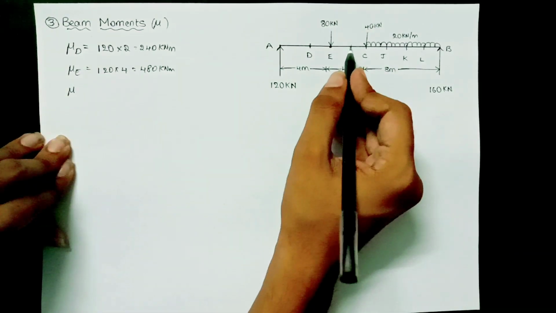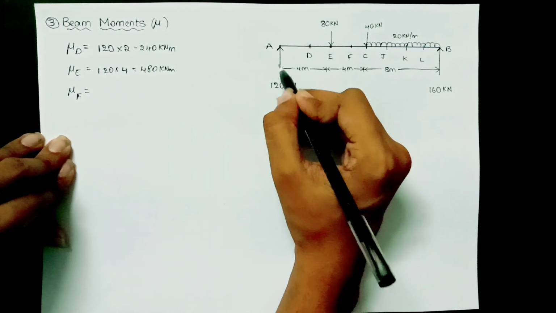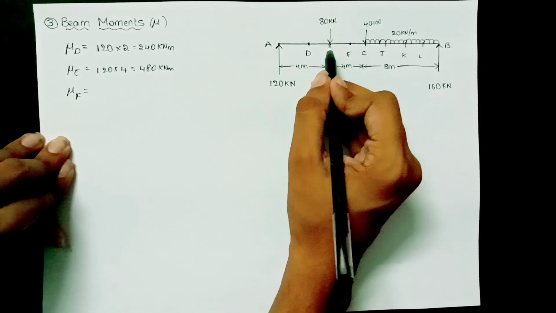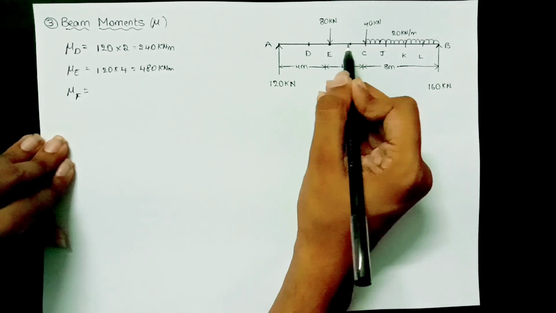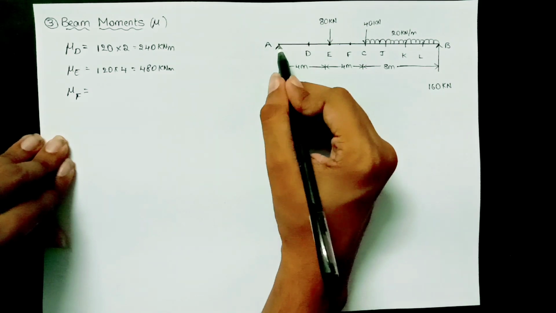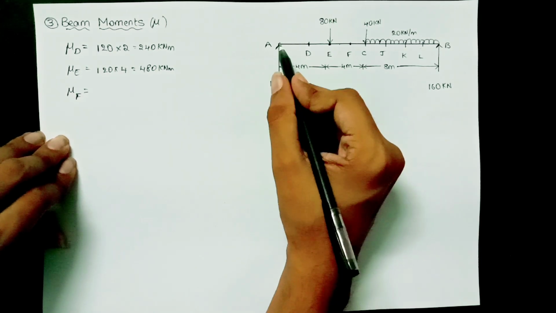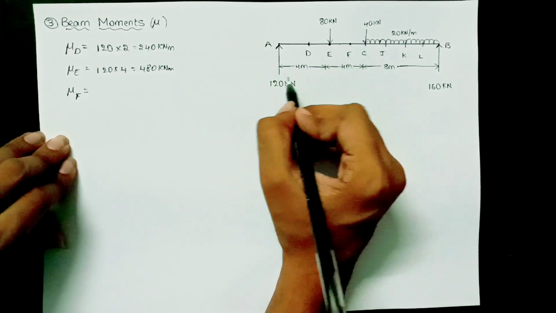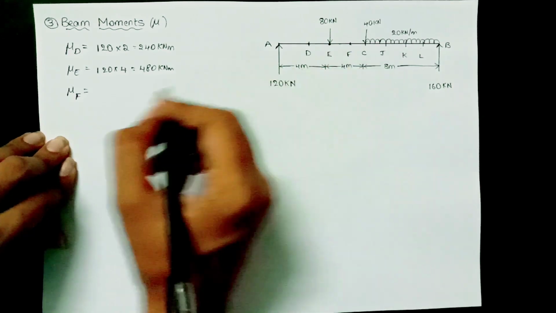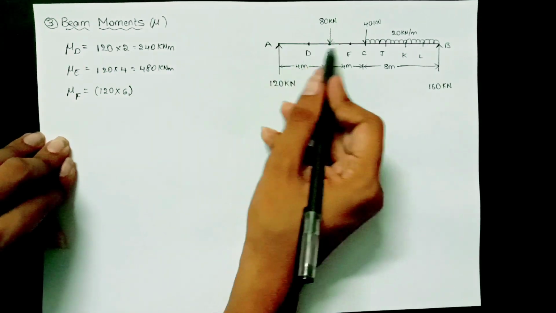Next one is F. Now mu F equals, if I take the moment about F, there is the reaction of 120 kilonewton and the perpendicular distance up to E is 4 meters. The extra distance is 2 meters, so 4 plus 2. This reaction is moving the beam in the upward direction, it is a sagging moment, so it will be positive. 120 into the perpendicular distance 4 plus 2, so it is 6 meters. So 120 into 6 is the moment for the reaction.